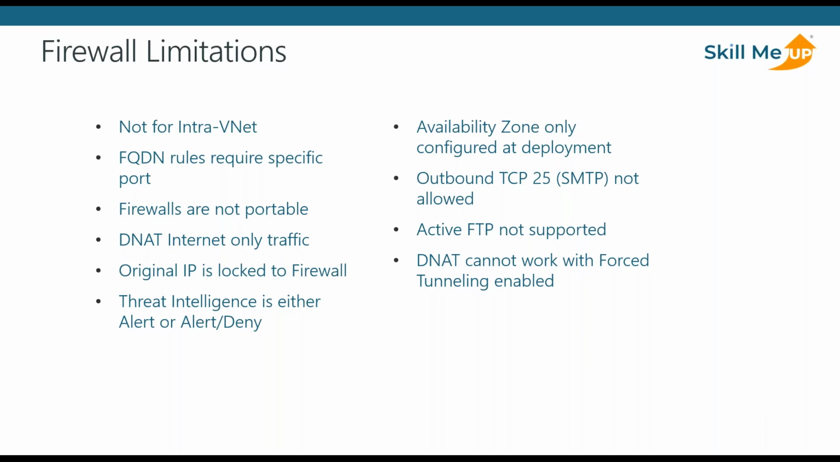I mentioned the availability zones can only be set in deployment. Also, outbound TCP. A lot of people run into this when they're trying to send out SMTP traffic: it's going to be blocked by the firewall. This is not something that's configurable. If you want to do SMTP over TLS, like port 587, that's fine. But if you want to do straight up clear SMTP, that's going to be blocked by the firewall. It's too commonly used for spam. It's not best practice anymore. You shouldn't be doing it.